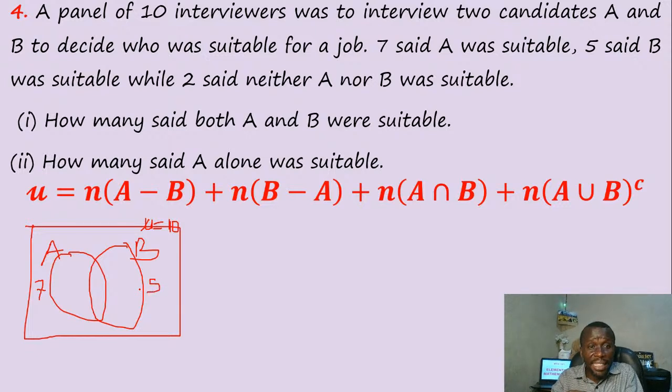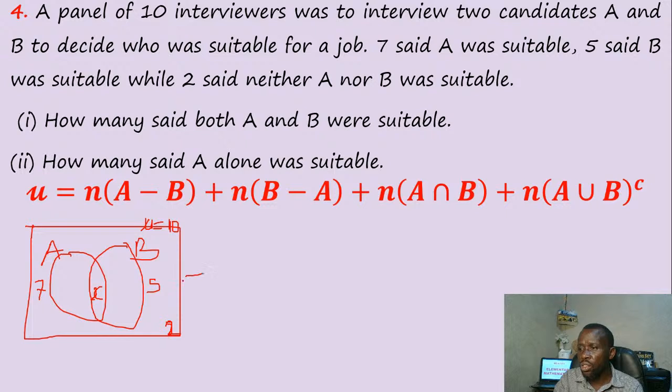2 said neither A nor B was suitable for that interview. So I'm going to put that 2 down here, outside. Can you see that 2 that I wrote down here now? Those are the ones that are neither nor. Now, the center, we don't even know how many we are interviewing for A and B. So let's call it X.